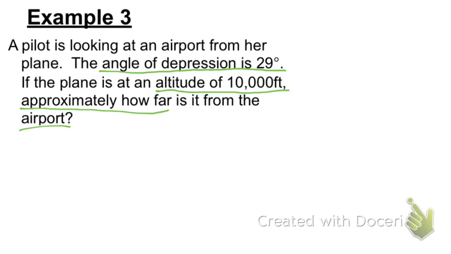What's the other thing that's going to be helpful for us here? Underlying key information. Picture. Draw a picture. So what do we got to draw here? An airplane. I'm going to do mine from the side. What kind of airplane is that? It's a Cessna.